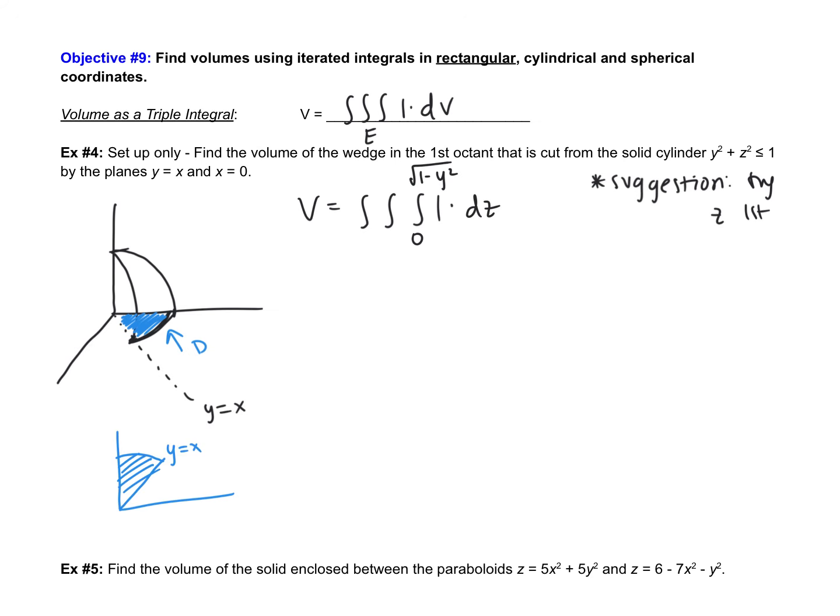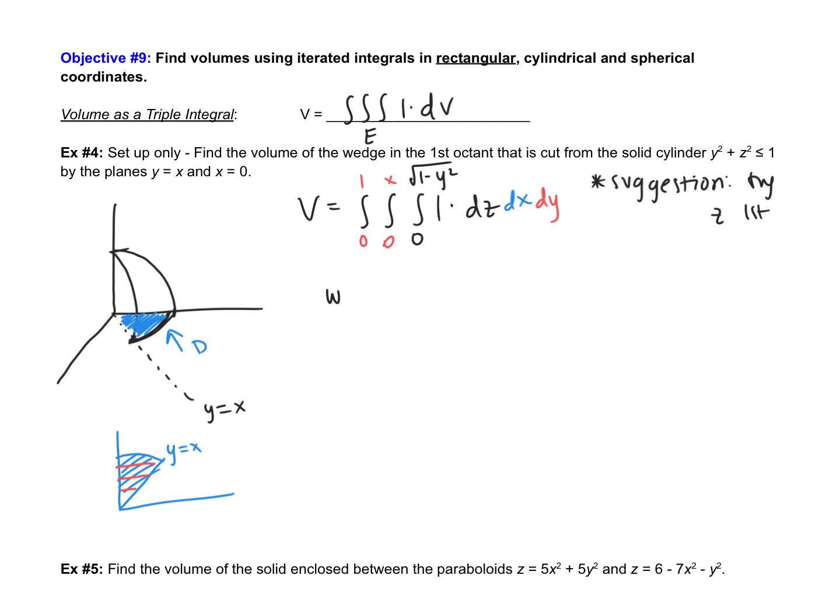So that means if we do x next, x is going to go from 0 to the line, 0 to the line, 0 to the line. So we get 0 to y equals x, and y is going from 0 to 1. And then you could integrate this. I'm not going to, you could.